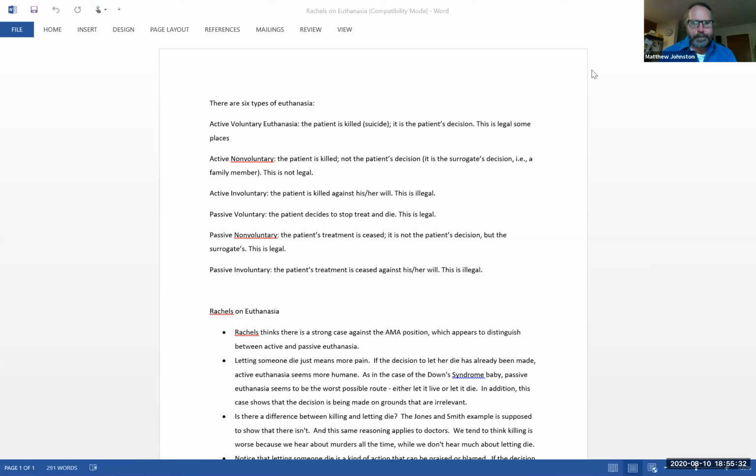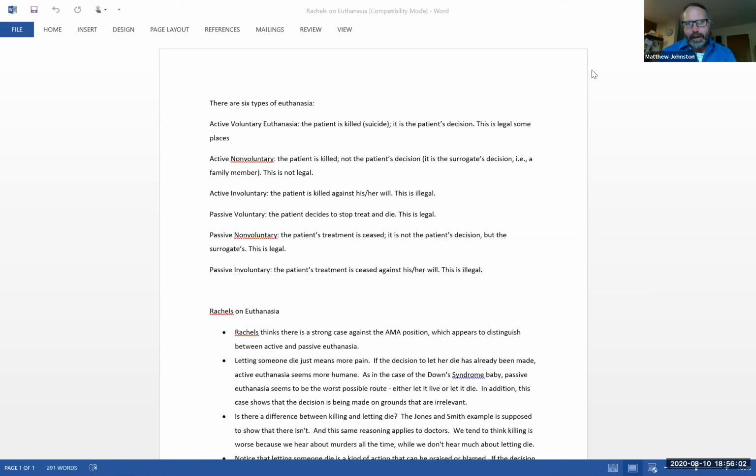Lindemann. Okay, so the 6 types are active voluntary euthanasia, active non-voluntary euthanasia, active involuntary euthanasia, passive voluntary euthanasia, passive non-voluntary euthanasia, and passive involuntary euthanasia. So first let's start with the active versus passive. Half of them are active and half of them are passive.